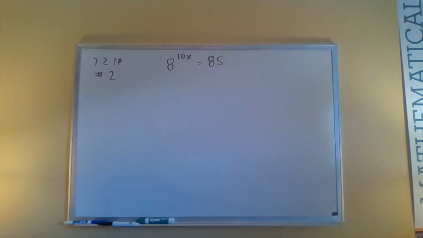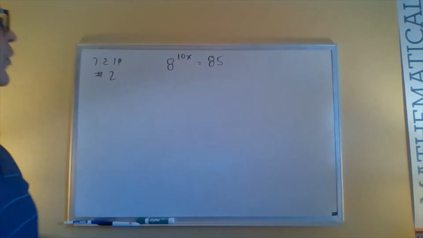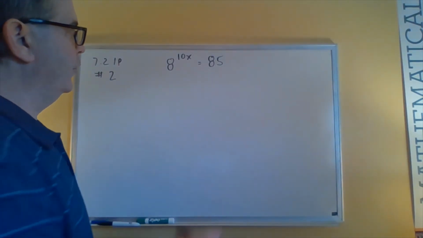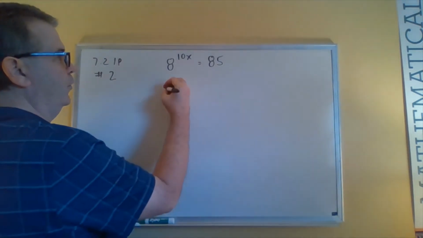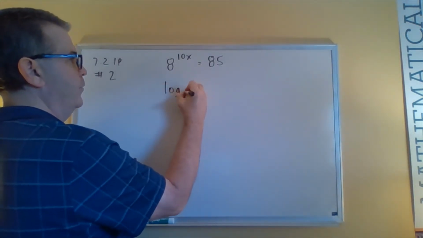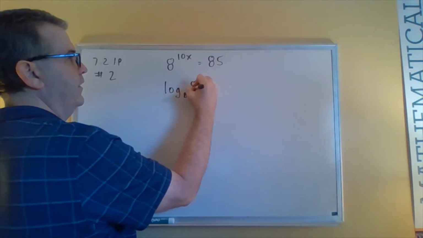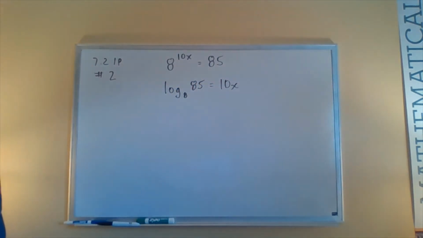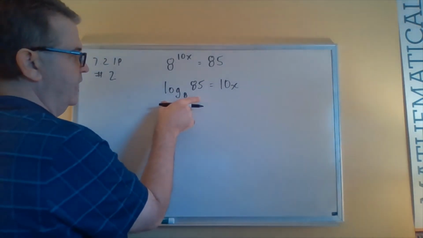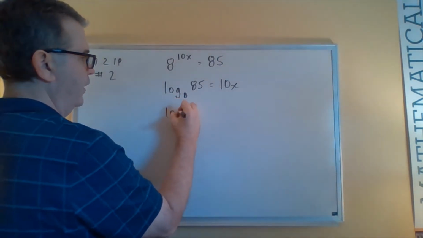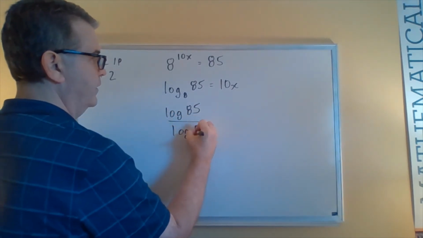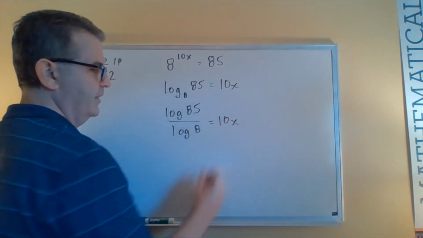Number 2, I'm given 8 raised to the 10x equals 85. So I already have my exponential expression isolated on the left side here. So the next thing I'm going to do is rewrite this into logarithmic form. I'm going to have the log base 8 of 85 equals 10x. I'm going to use my change of base on the left side, so I'll get the log of 85 over the log of 8, and that's going to equal 10x.